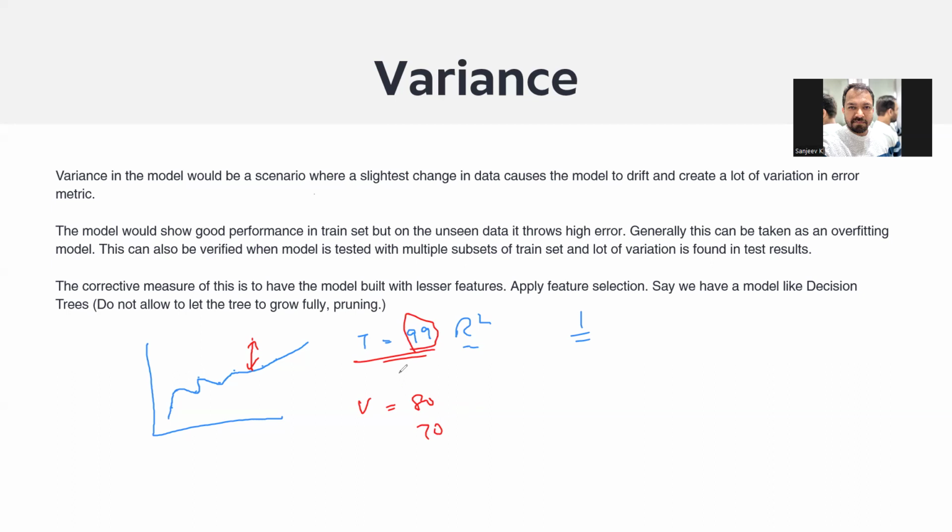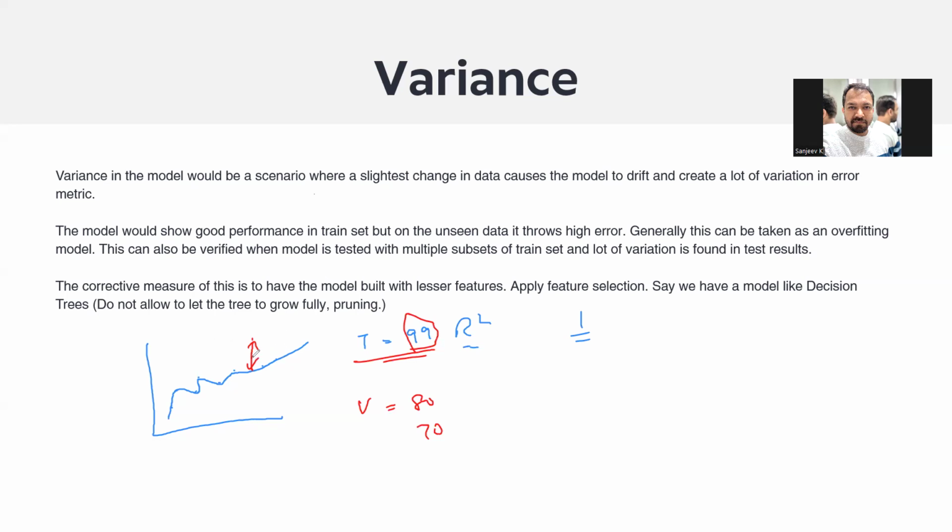You wanted the model to generalize on all the data, but it is trying to find all the patterns. But you should not learn all the patterns. You should learn some patterns and generalize. And it should not have too much deviation with the slightest change in my dataset.